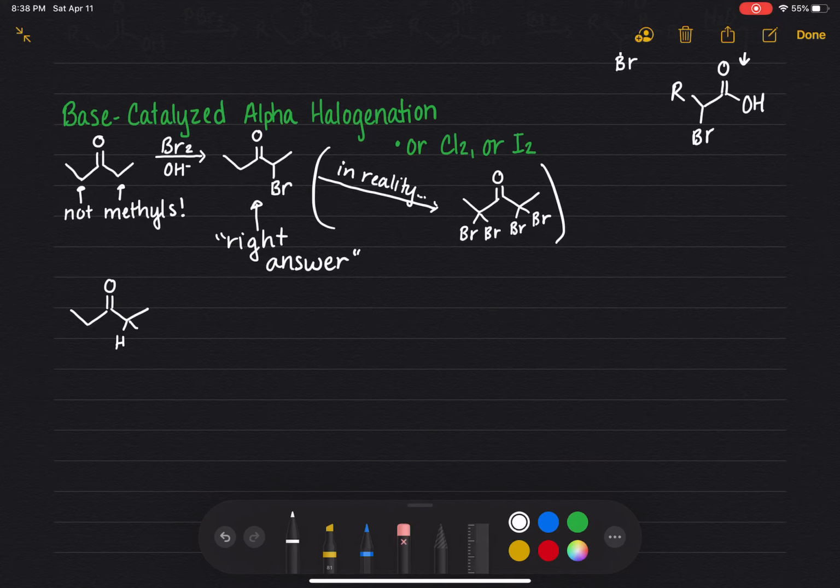Because it is a base catalyzed reaction, and the base catalyzed mechanisms are always very pleasant. So in this reaction, the first thing that the base does is go after one of the alpha hydrogens, and we're going to put that lone pair of electrons onto the alpha carbon. So we end up with a lone pair and a full negative charge on the alpha carbon, which then goes out and attacks the halogen. So it's nice and simple.